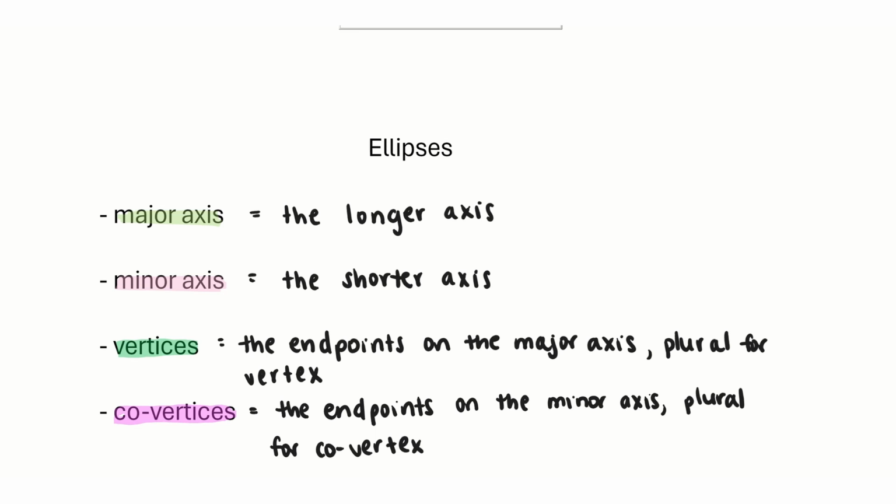In this video, we will be going over the following topics for ellipses: major axis, minor axis, vertices, and co-vertices. So the major axis is the longer axis on the ellipse, and the minor axis is the shorter axis. The vertices are the endpoints on the major axis, and this is plural for vertex. The co-vertices are the endpoints on the minor axis, and this is plural for co-vertex.